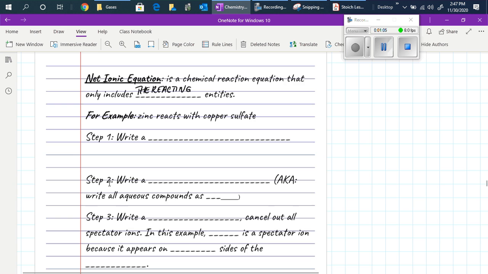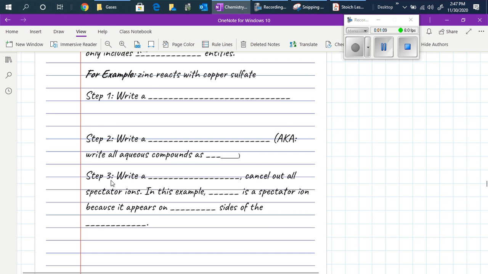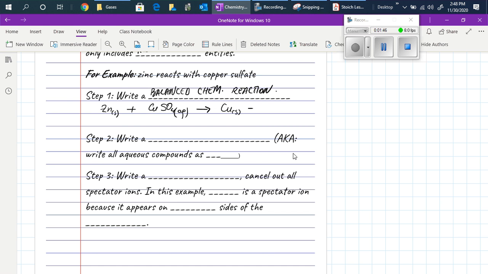Zinc reacts with copper sulfate. On the very first step, we will write a balanced chemical equation. Okay, so in this case, what we have is zinc in a solid state reacting with copper sulfate, CuSO4, in aqueous solution, and it's producing copper solid and zinc sulfate in aqueous solution, and this is defined based on the fact that zinc and sulfate are soluble.